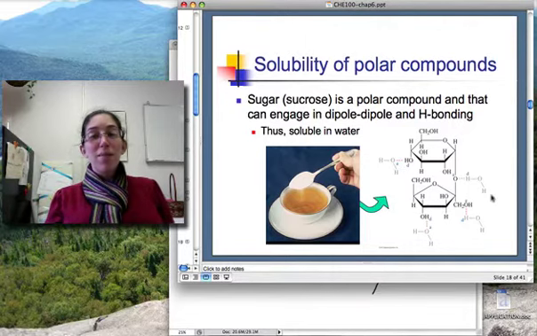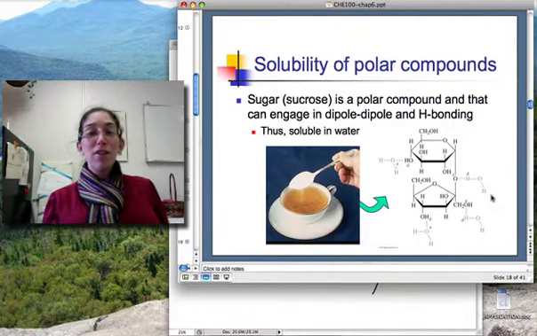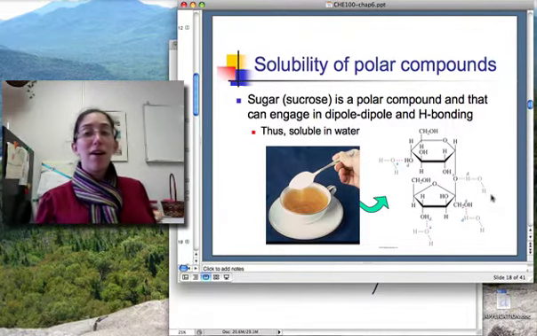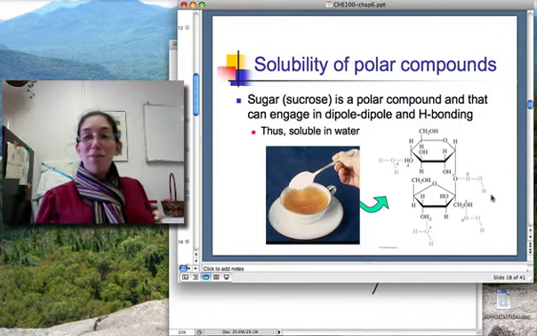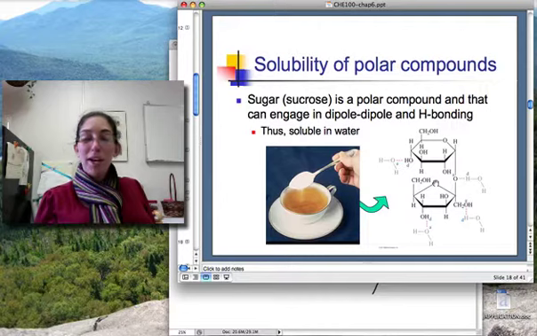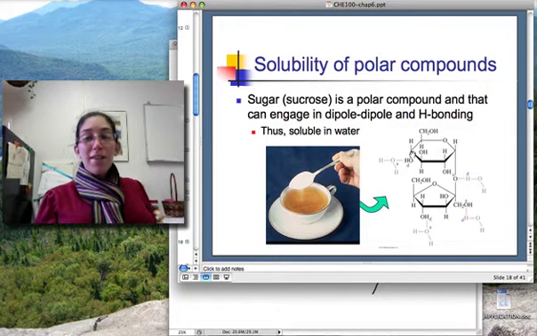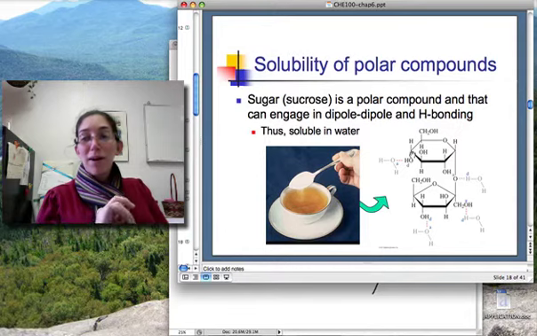So a pretty good example of something that's soluble in water is sugar. We mix sugar in our tea, in our coffee, in lots of things that have water in it, okay? And sugar, in this case sucrose, table sugar. We talked about sucrose being a disaccharide. It's one molecule of glucose and one molecule of fructose bonded together. And there are a lot of hydrogens here. Glucose sugar molecules are very polar, and these polar molecules can engage in different types of dipole-dipole bonding with water.